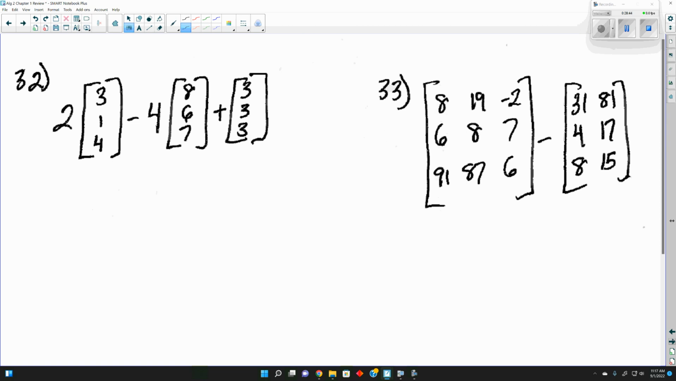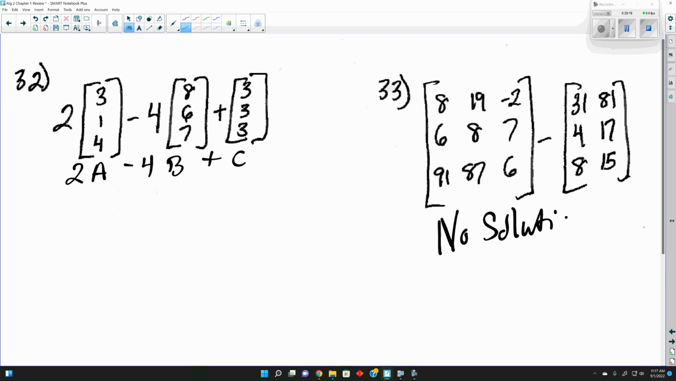And again, if we plug these in the calculator, we just have to define them as A, B, and C, and then type it into the calculator. Once we finish defining A, B, and C, we say 2 times A minus 4 times B plus C, hit enter, and we will get our answer. Now, for us to be able to add or subtract any two matrices, the dimensions have to be the same. So what about 33? No solution. Or we can say that it is undefined.